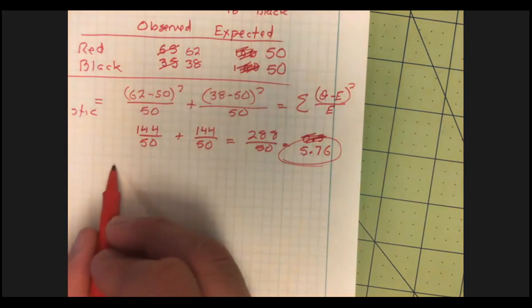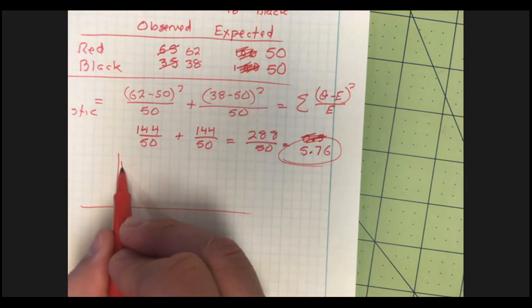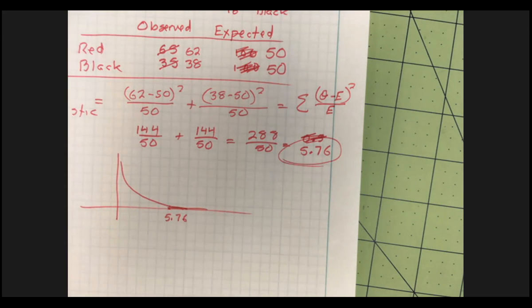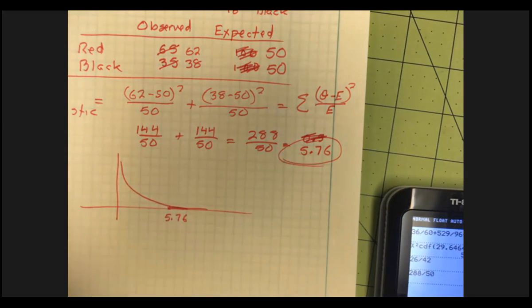Now let's look at the area under that curve from 5.76 onwards. Well, let's do it on the calculator. So go to my calculator. Instead of 0.5, let's look from 5 onwards. That's got to be tiny. Let's look under my goodness of fit test.